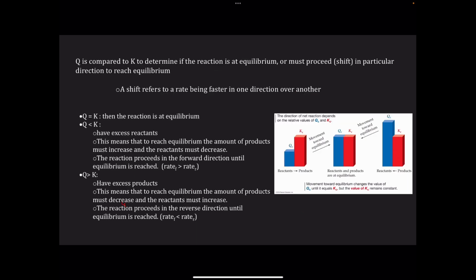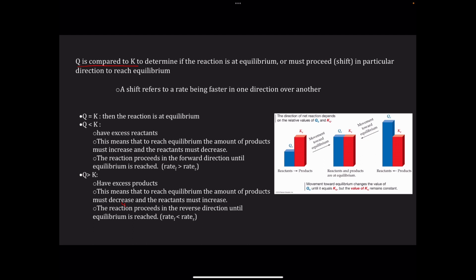So how do we use this Q? To determine if we've reached equilibrium yet or not, Q is compared to K. It lets us know if the reaction is at equilibrium or if it's going to continue to proceed, or sometimes we say shift in a particular direction to reach equilibrium. When we say shift, it's just referring to one particular rate being faster than another. So the rate in one direction is faster than the other direction.